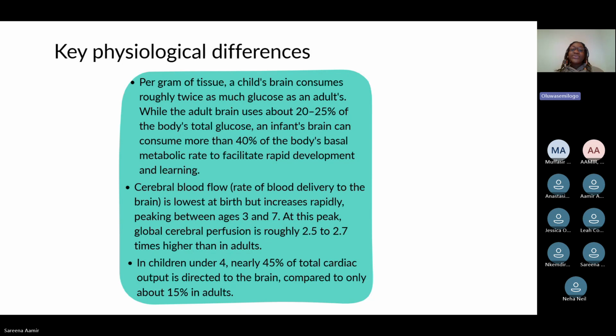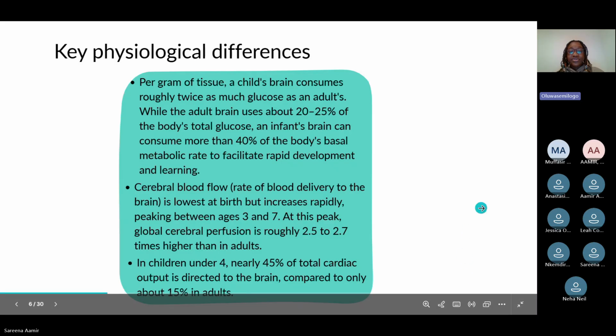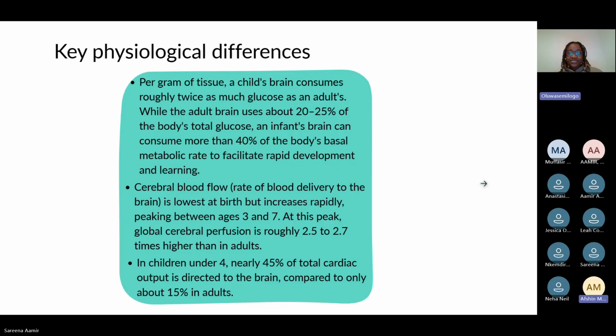Cerebral blood flow, which is the rate of blood delivery to the brain, is lowest at birth but increases rapidly, peaking between ages 3 and 7. At this peak, global cerebral perfusion, which is the total blood flow throughout the entire brain, is roughly 2.5 to 2.7 times higher than in adults. In children under 4, nearly 45% of total cardiac output is directed to the brain, compared to only about 15% in adults.